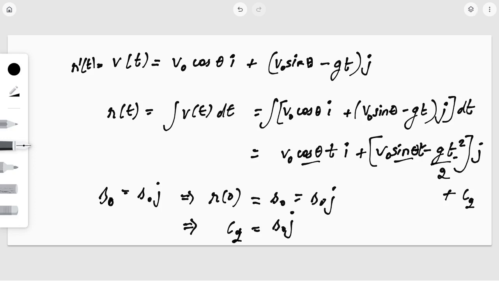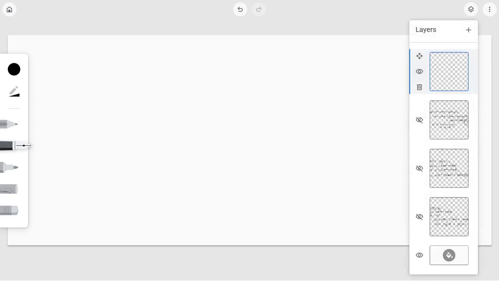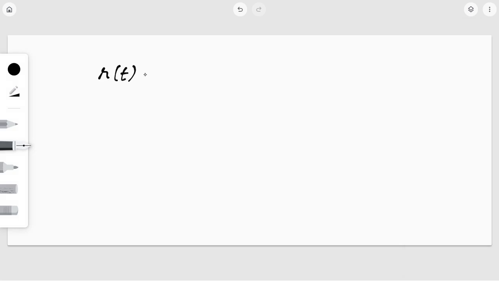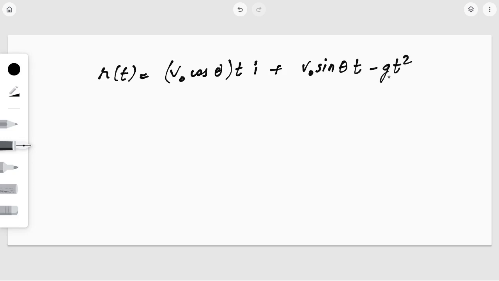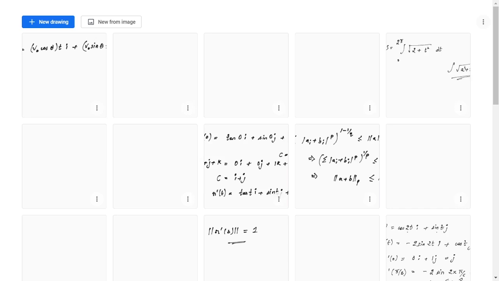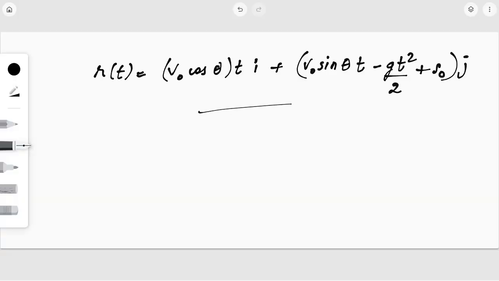So substituting this value of c2 in our vector function, what do we get? We get r of t will be equal to v dot cos theta t i plus v dot sin theta t minus g into t square by 2 plus s dot j. So this will be the position vector function of the projectile.